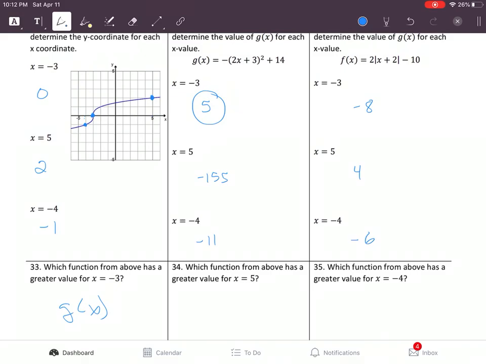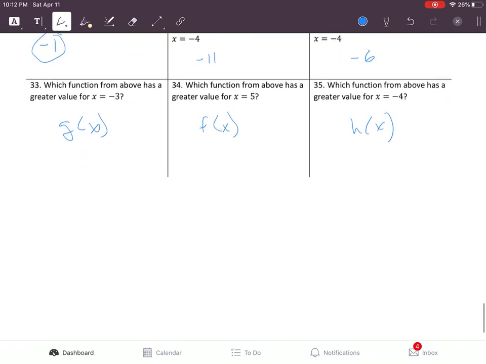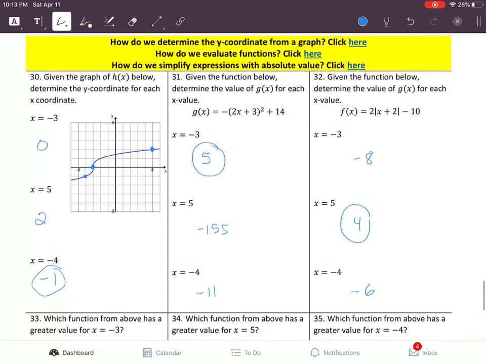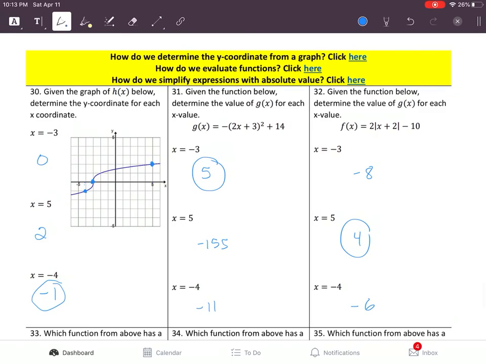At x equals 5, what's the biggest number? That's the 4 for f of x. And then for x is negative 4, what's the biggest number? The biggest number is actually negative 1 for h of x. And that concludes the key for the Module 3.1 review.